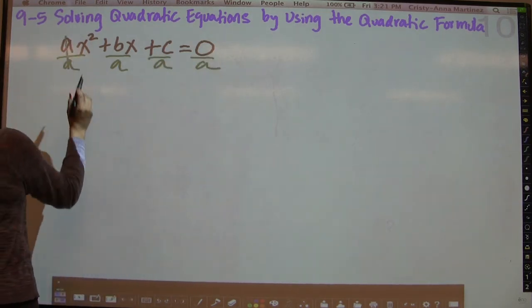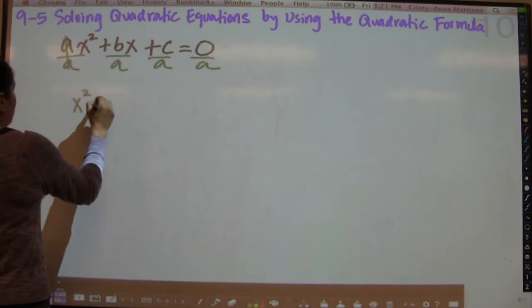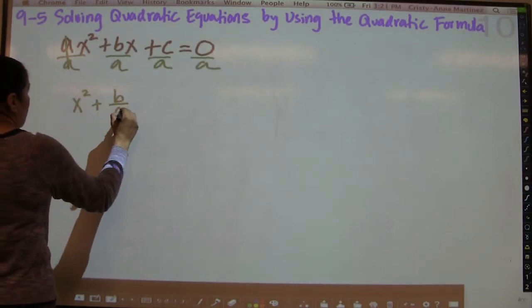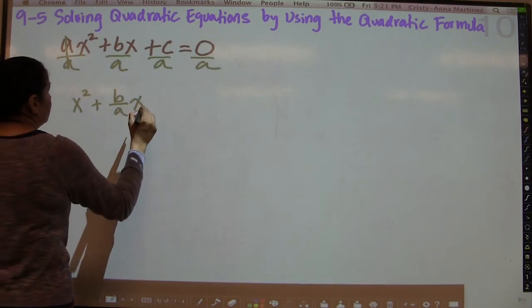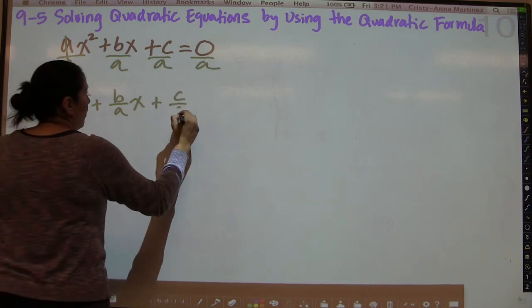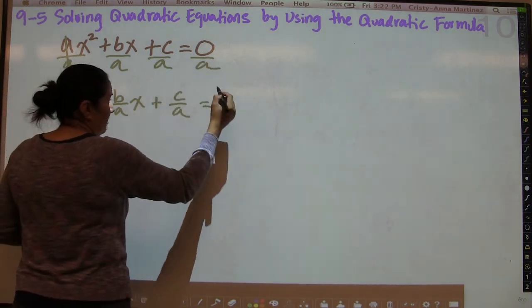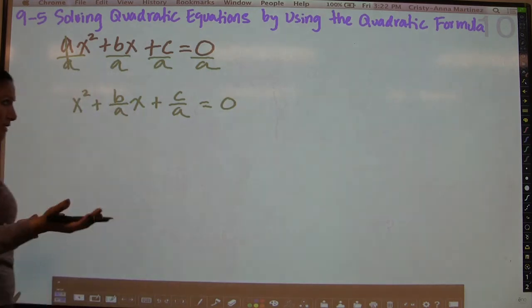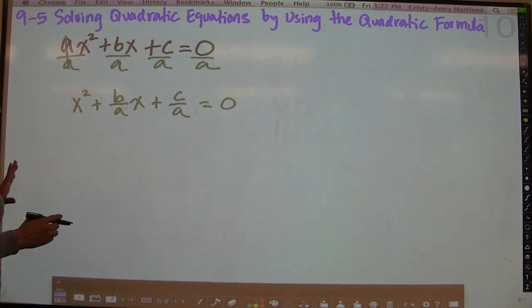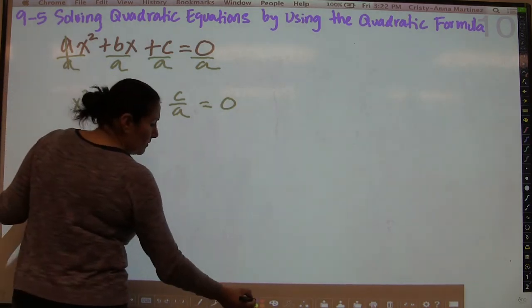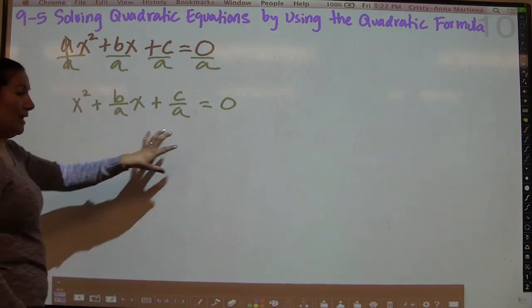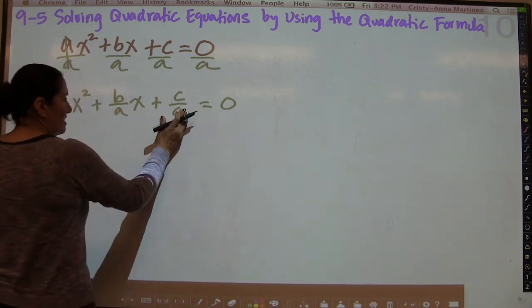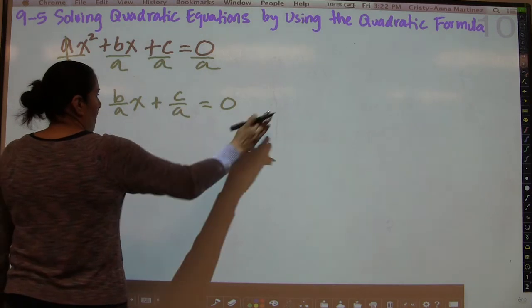And so they're going to cancel, and I'm going to get x squared plus b over a x plus c over a. And of course 0 divided by anything is still 0, provided that a is not a 0. All right, so now we're down to this step. The next thing we wanted to do is to make sure that there was a blank. So we want to move the c over a, we want to move this number to the other side.